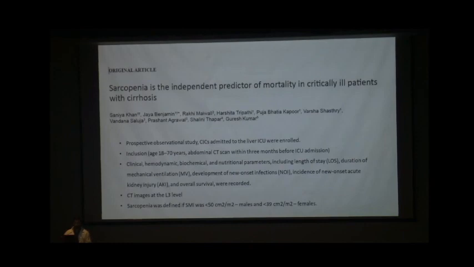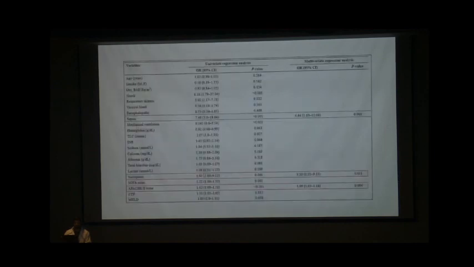Sarcopenia is an independent predictor of mortality in critically ill patients with cirrhosis. It was an observational study; critically ill cirrhotic patients admitted in the ICU had a CT scan within 3 months, and CT images were assessed at the L3 level. Sarcopenia was defined if the skeletal muscle index was less than 15 in males and less than 39 in females. They found that sepsis, sarcopenia and APACHE-2 scores were independently associated with mortality in cirrhotic patients as compared to the rest of the parameters.